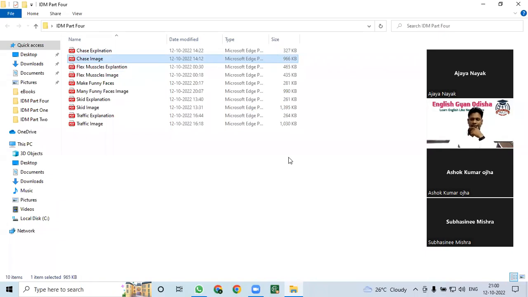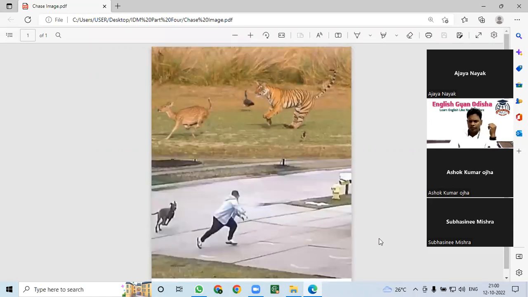This is another picture before you. Okay, very common sight. Though you cannot see it in real life, you can check it on a geographic channel or Animal Planet. What exactly is happening here? This is a tiger and this is a deer. And look at it, it's a stray dog. Also, this is a man.